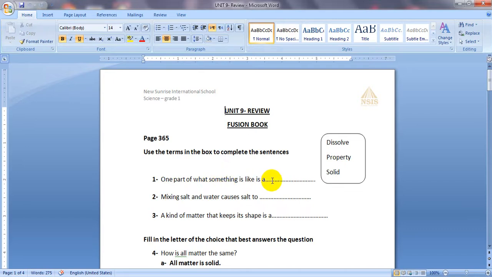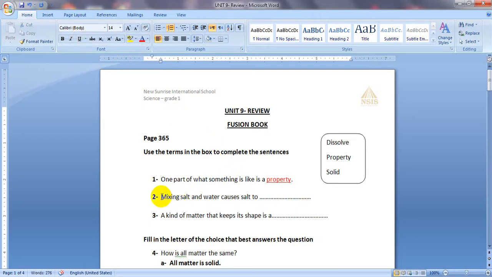Do you remember this term? How did we describe matter? How to say how does it look? This is describing one of its properties. So the first one will be property. Here we wrote property. Let's move to the next sentence, number 2.